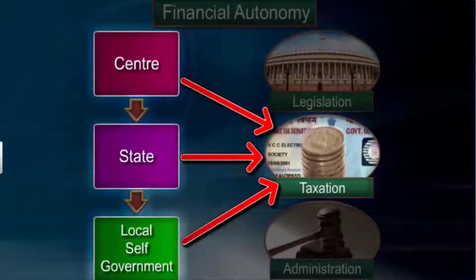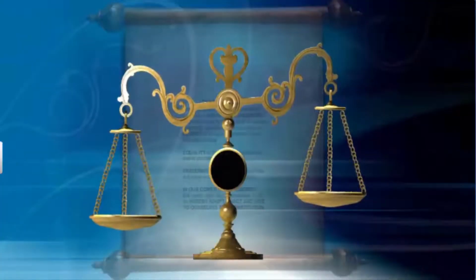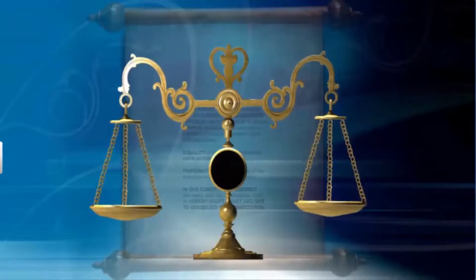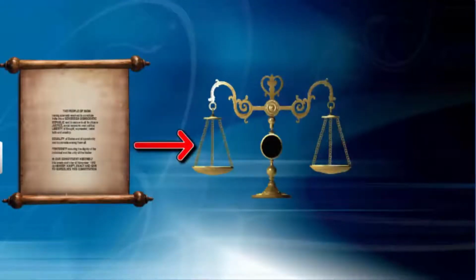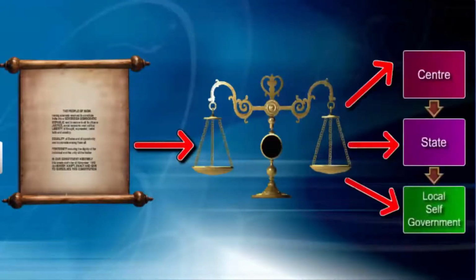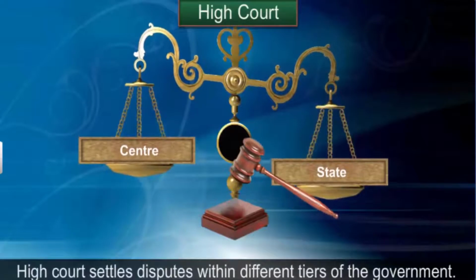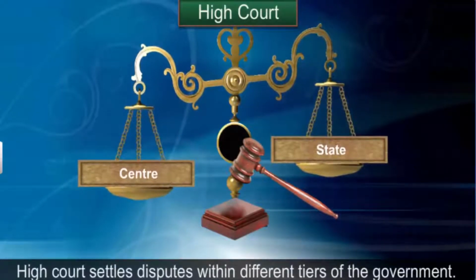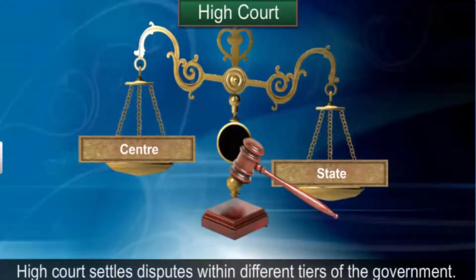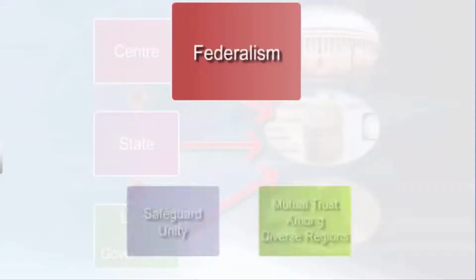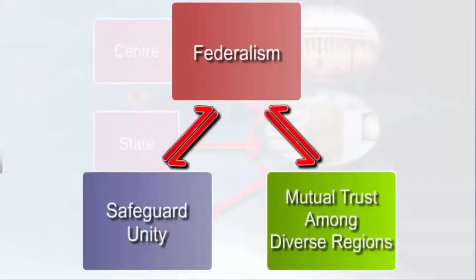An independent judiciary is the very essence of federalism. The courts have the power to interpret the Constitution and the powers of the different tiers of government. The highest court of the land acts as an arbitrator in case of a dispute between different tiers of government. Federalism has the dual objectives of promoting unity of the country and recognizing regional diversity by way of mutual trust and agreement of living together.